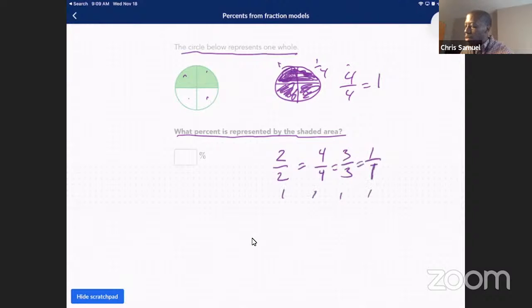Now we can go back here. We can see that we have this 1, 2, 3, 4. So that's basically 2/4. So it's half. So we could say 50%.